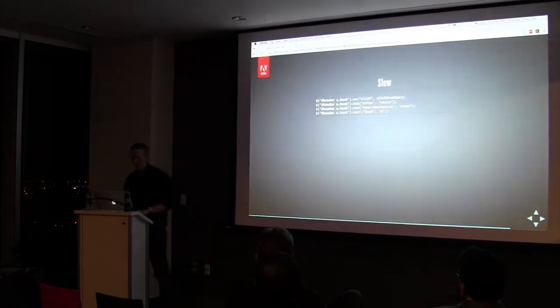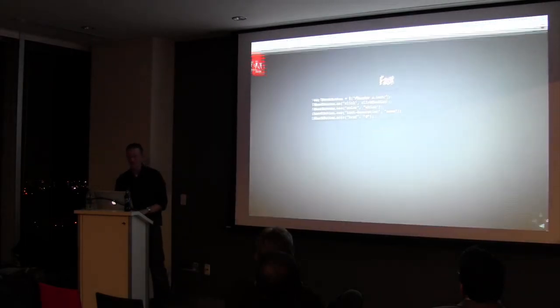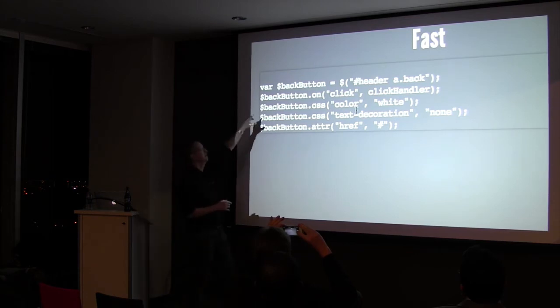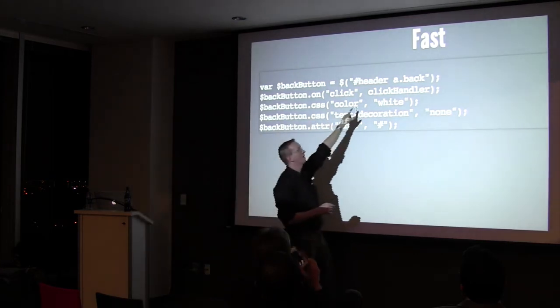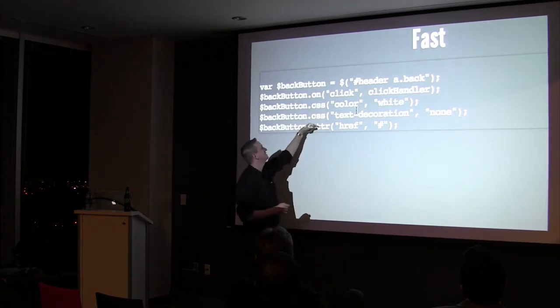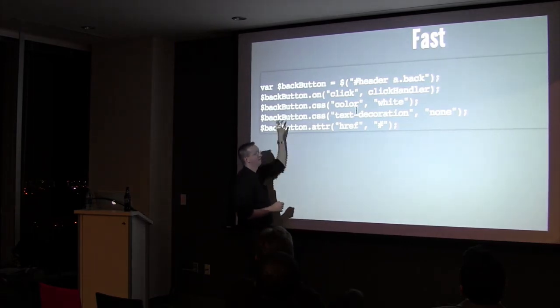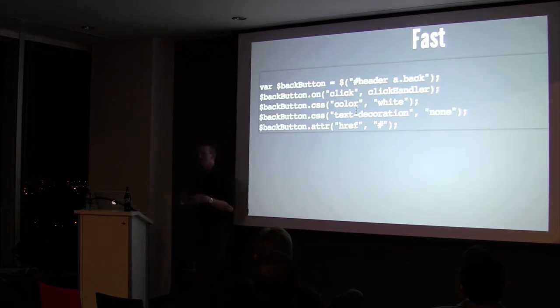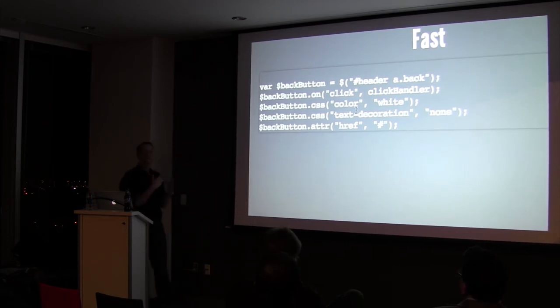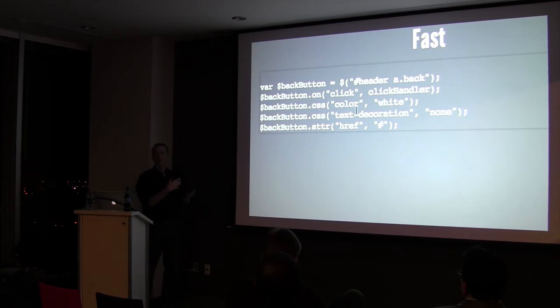And so if we jump to another one, the fast implementation, all we've done is create a variable called back button. Then we get a reference to it, and then we perform each operation on the back button variable instance. It's a really, really simple change. It does not add complexity to your code, but if you have a very large code base, this can have a very significant impact on the JavaScript execution and the performance of your application.